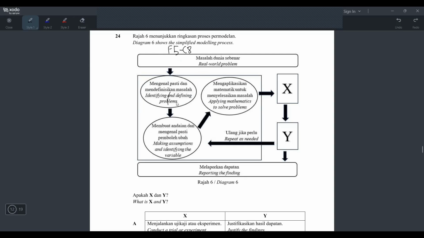So this is the step for mathematical modeling. Okay, let's read here. So they say real world problem. So the masalah, problem is masalah. Okay, what is this? And they identify and define problems. Okay, the keyword here is masalah. Okay, problem. And then membuat andaian dan mengenal pasti pemboleh ubah. Making assumptions and identifying variable. The keyword here is andaian and pemboleh ubah. Andaian in English is assumption. Pemboleh ubah is variable. Okay, don't worry. Later I'll teach you how to memorize. Okay, next one. Mengaplikasikan matematik untuk menyelesaikan masalah. The third step is the keyword here is mathematic. And then X you tak tahu, Y you tak tahu, right? And then this one is melaporkan or report.